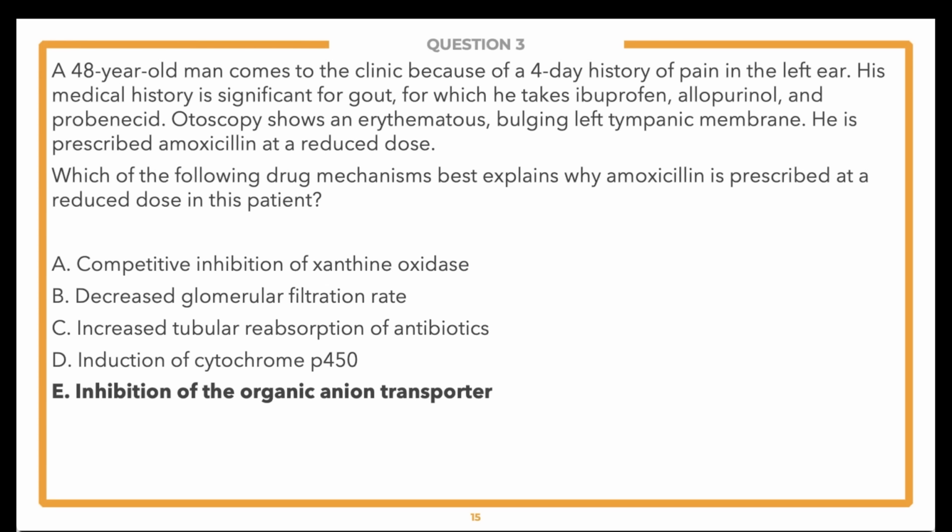Okay, when you're looking at these answer choices, you're supposed to pick the best answer choice, and the best one is E. Okay, A, competitive inhibition of xanthine oxidase. Well, with xanthine oxidase inhibition, we're talking here about allopurinol, which this patient is on, but once again, that medication does not affect the metabolism of amoxicillin. So once again, one of those questions where you need to know your pharm well in order to get this question right, a detail we may have forgotten, but hopefully you'll remember it after today.